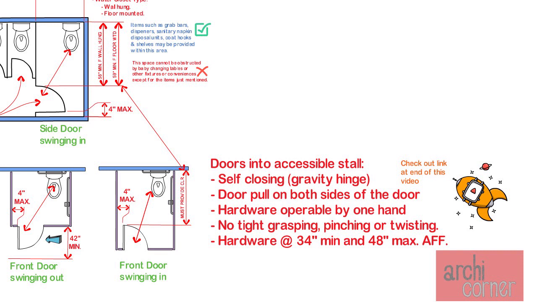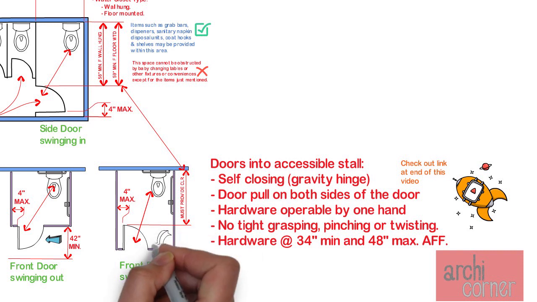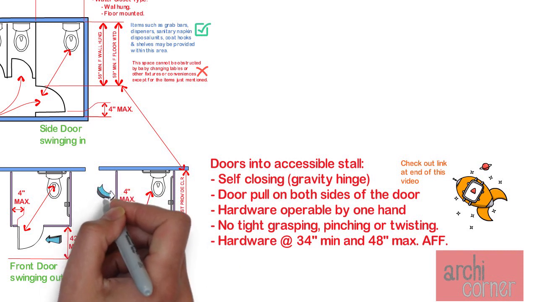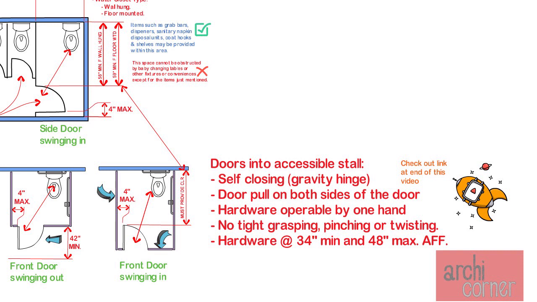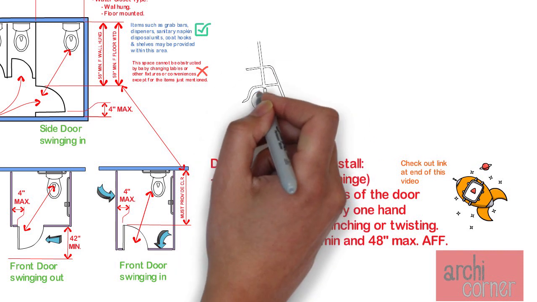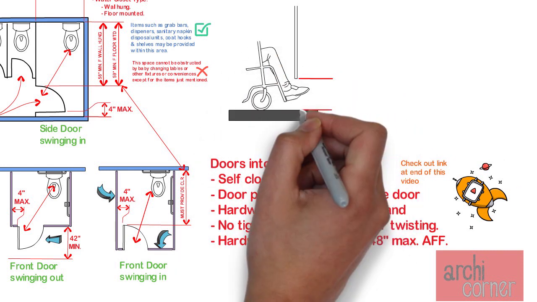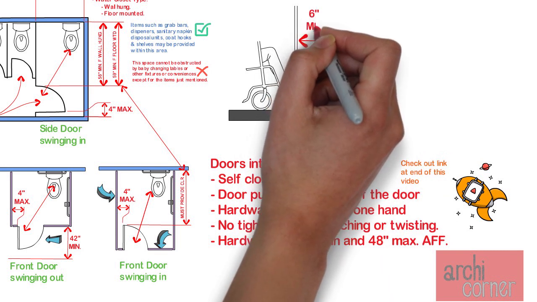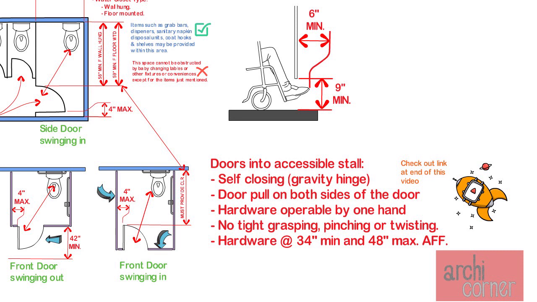Because these are multi-toilet compartments, they are usually separated by partitions, either located on the front, the side, or both partitions. These partitions must meet certain toe clearances. These clearances must meet 9 inches minimum above the finished floor and 6 inches minimum depth beyond the partition outside of the stall.